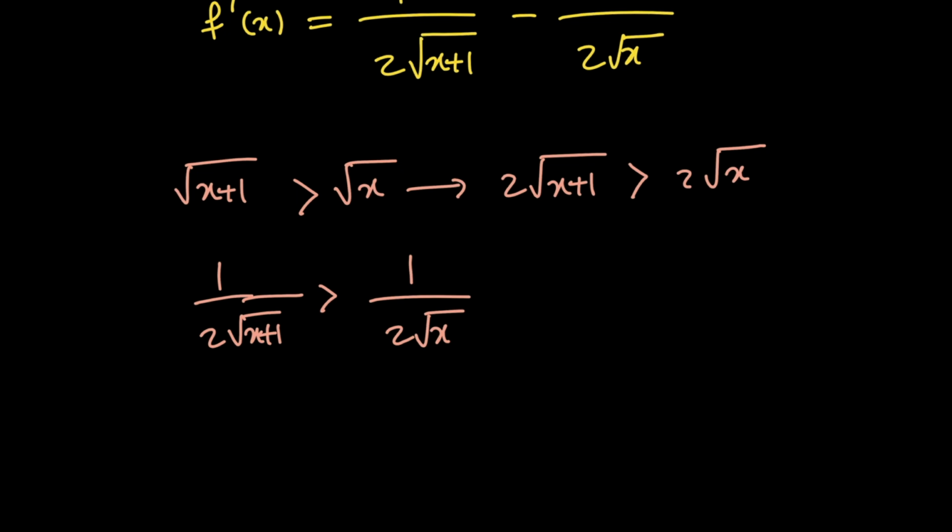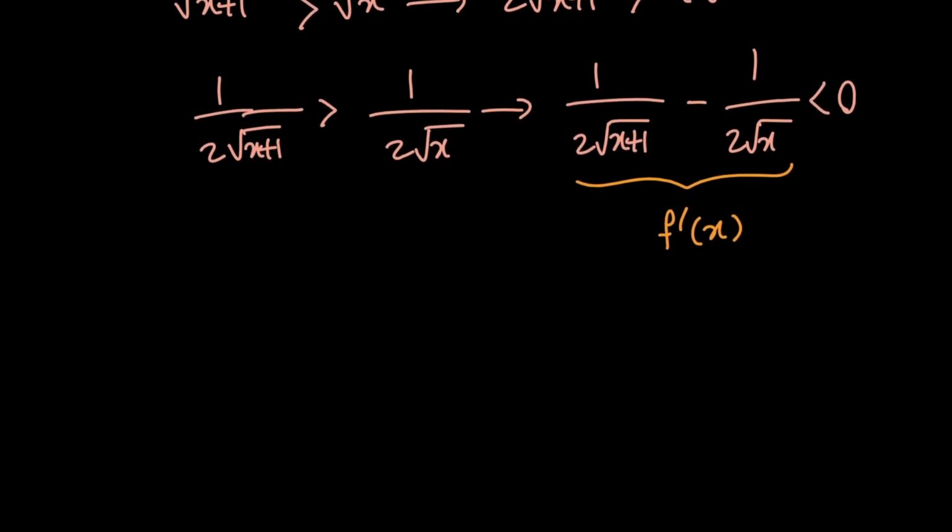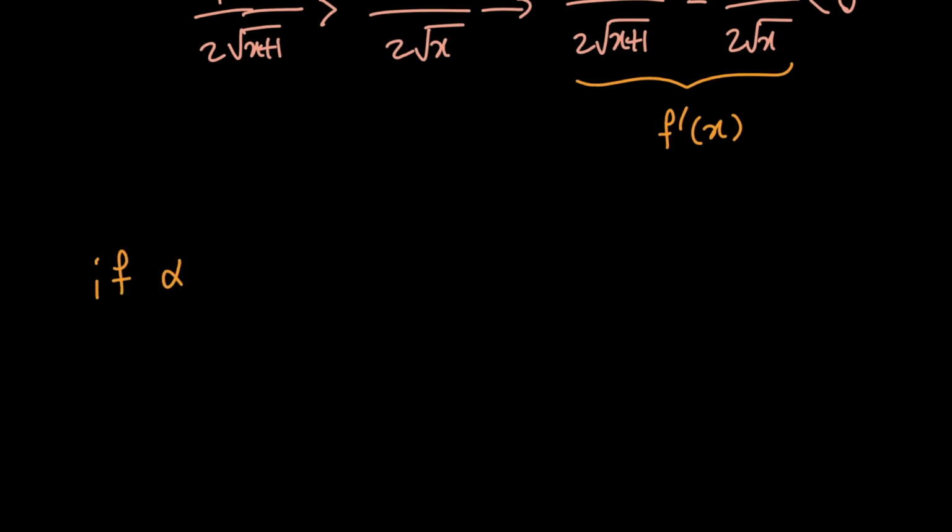And if I move the expression on the right-hand side to the left-hand side, we will have 1 over 2 times the square root of x plus 1 minus 1 over 2 times the square root of x is negative. And guess what? This is f prime of x. So no matter what x is, f prime of x is always negative. That means that f of x is always decreasing, which means that if alpha is greater than beta, we can say that f of alpha is less than f of beta.